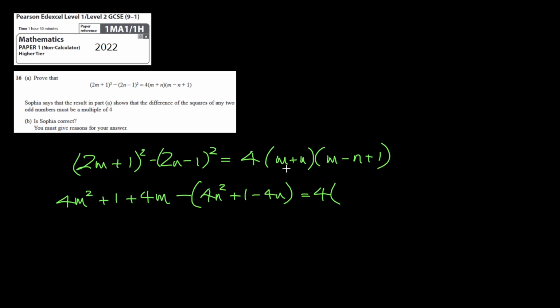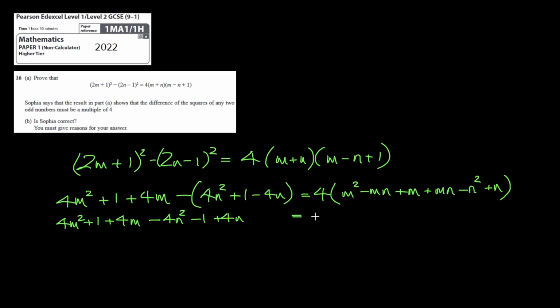The thing you mustn't do is start moving stuff across from one side to the other. Multiplying this bracket by m, I get m squared minus mn plus m. Now multiplying this bracket by positive n, so we get another mn minus n squared plus n. So, taking this bracket away, we've got 4m squared plus 1 plus 4m minus 4n squared minus 1 plus 4n.